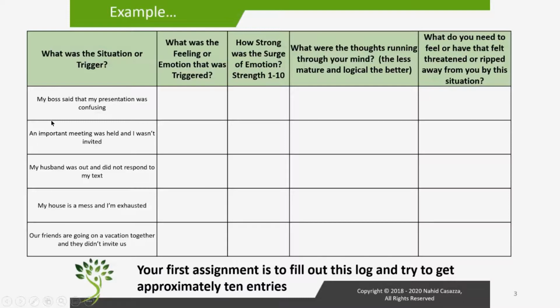So here I'm going to give you some example incidents that could trigger a person. So maybe my boss said that my presentation was confusing and that kind of embarrassed me and upset me. Or maybe an important meeting was held at work and I wasn't invited. Or maybe my husband was out and I was worried and I tried texting him, but he didn't respond to my text for an hour.